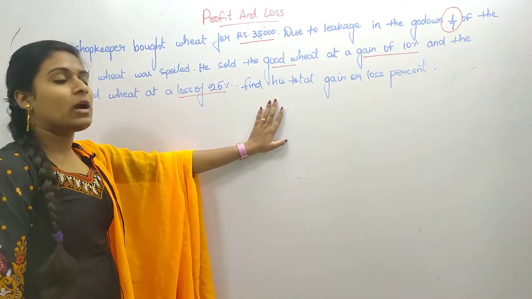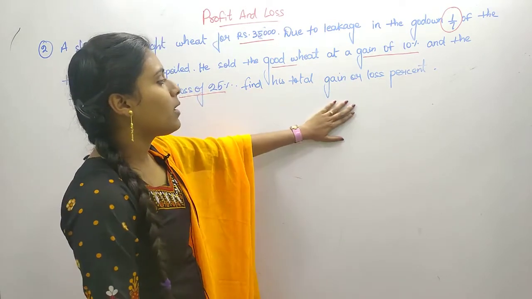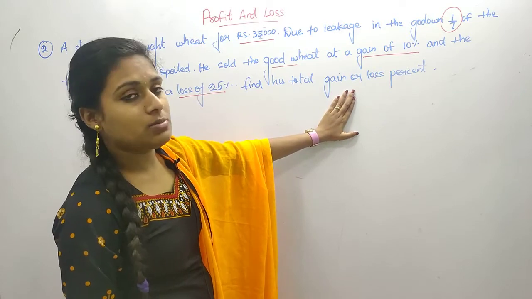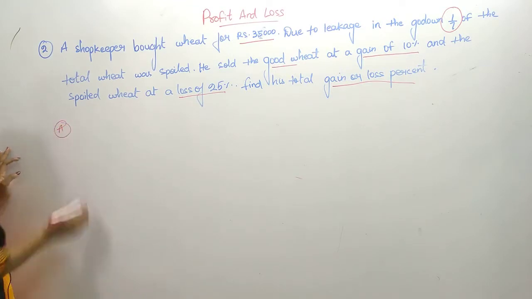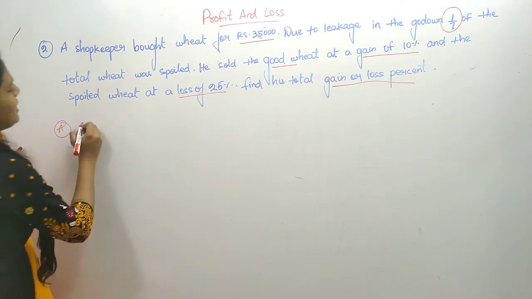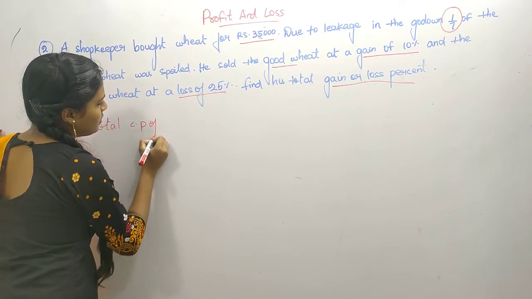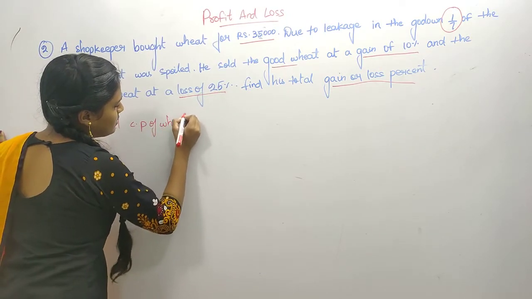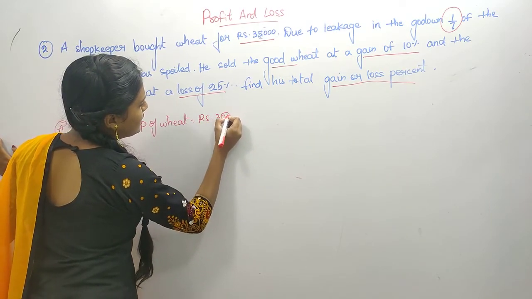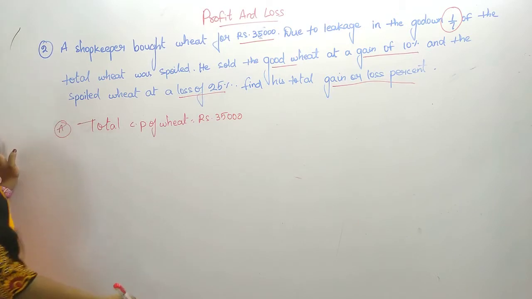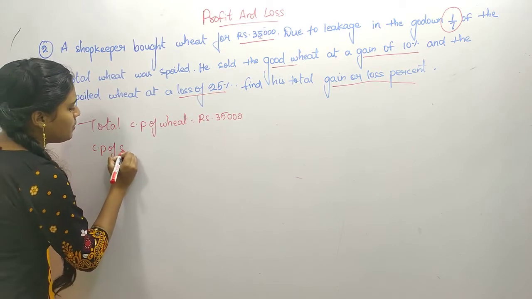Now what are we told to find out? Find his total gain or loss percent. Let's solve the problem. Answer: total cost price of wheat is equal to rupees 35,000. Next, cost price of spoiled wheat.